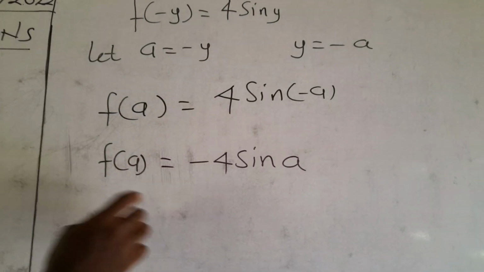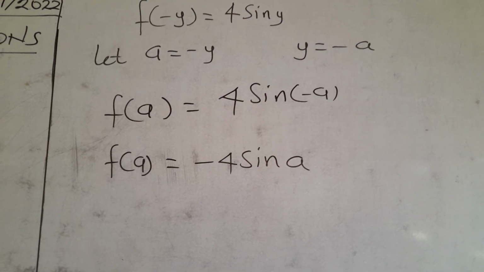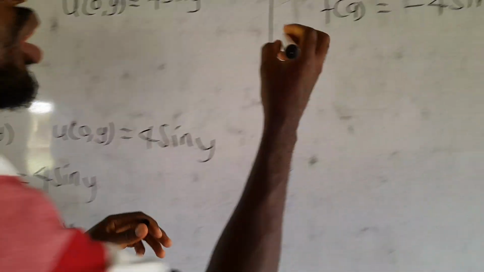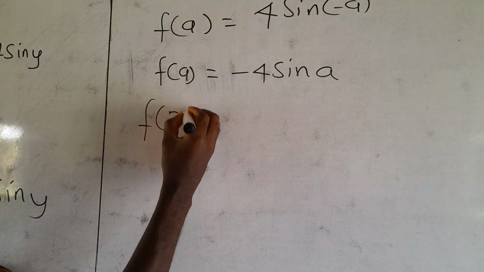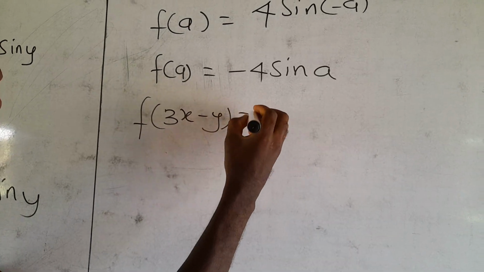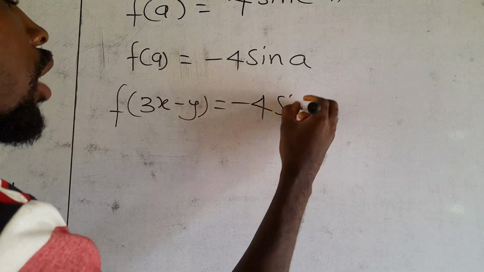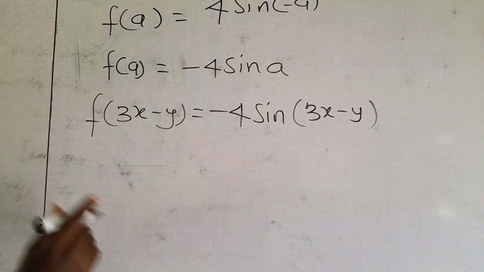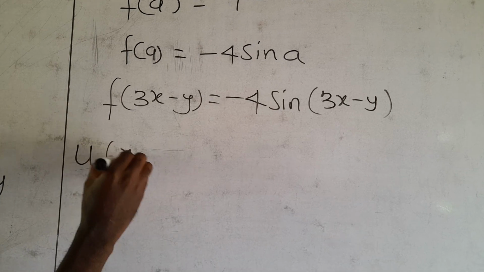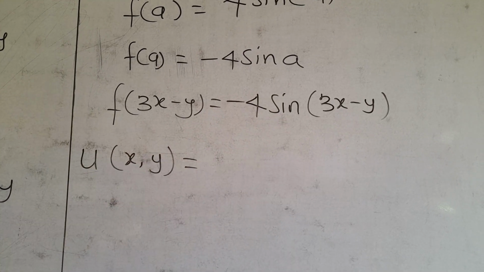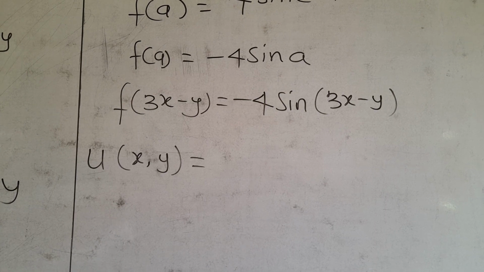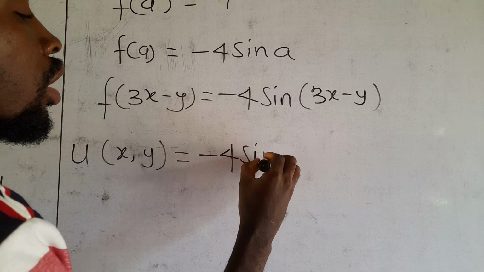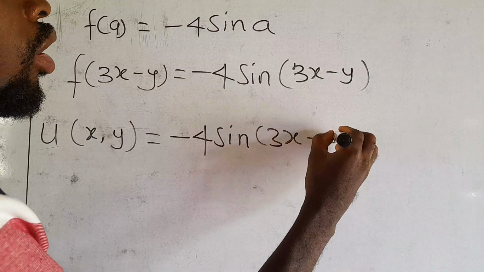So since our f of a is equal to negative 4 sine a, then our f of 3x minus y will be equal to negative 4 sine of 3x minus y. Then we can say the general solution, or a particular solution, to our partial differential equation using the geometric method will be u of x, y equal to negative 4 sine of 3x minus y.